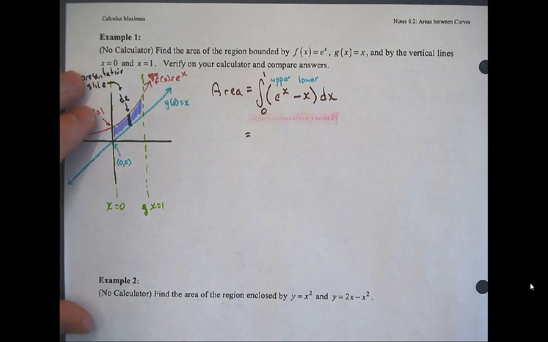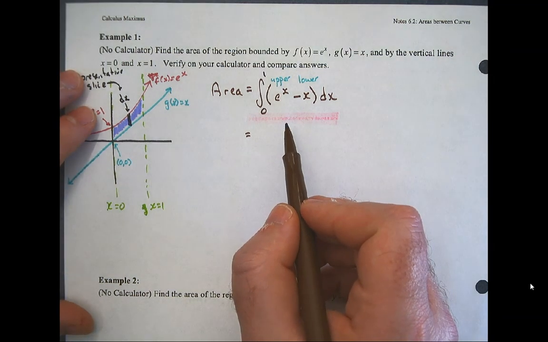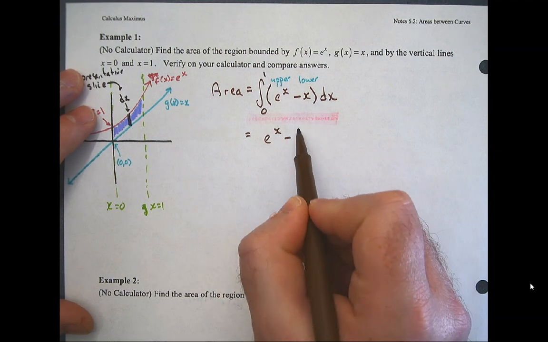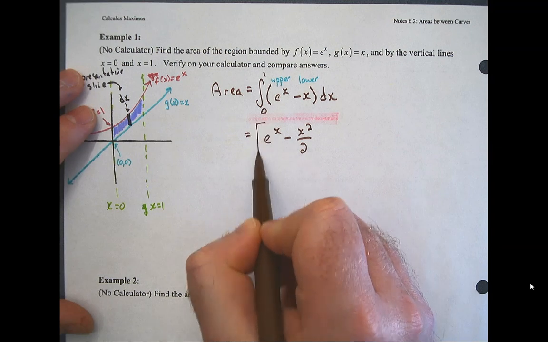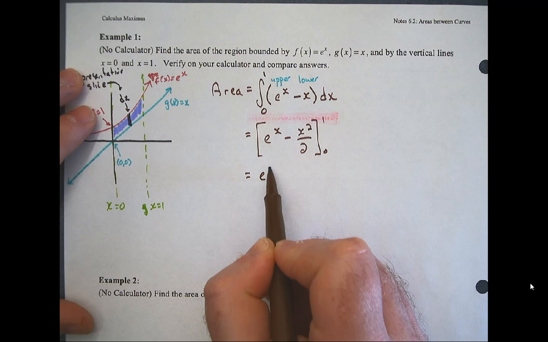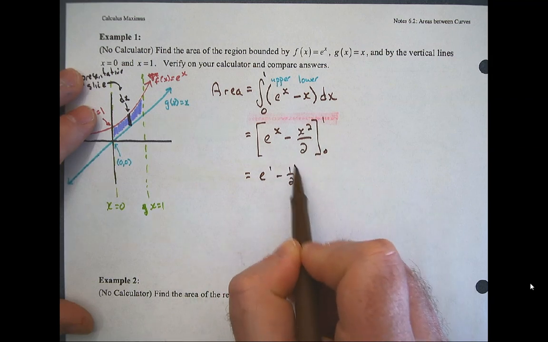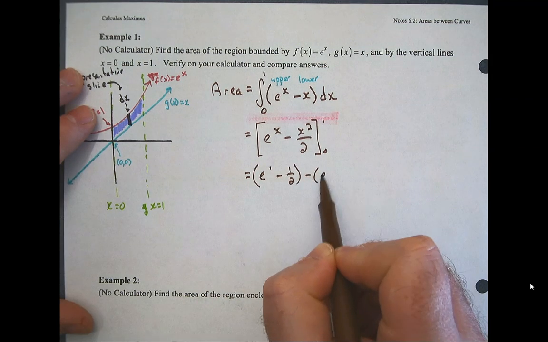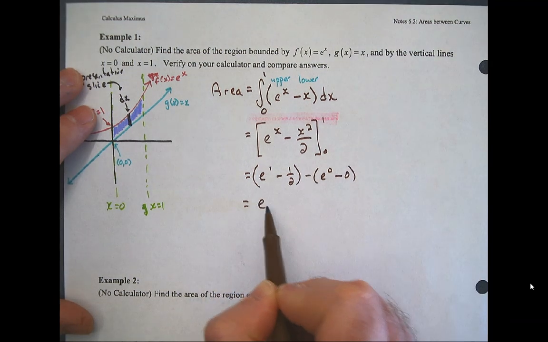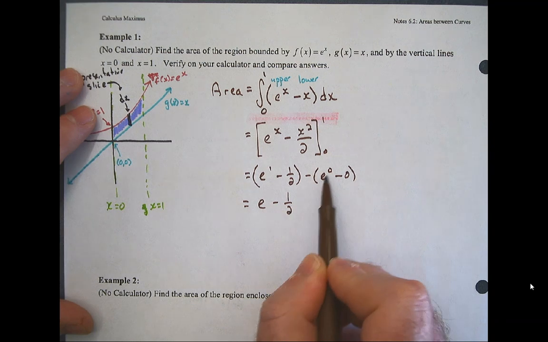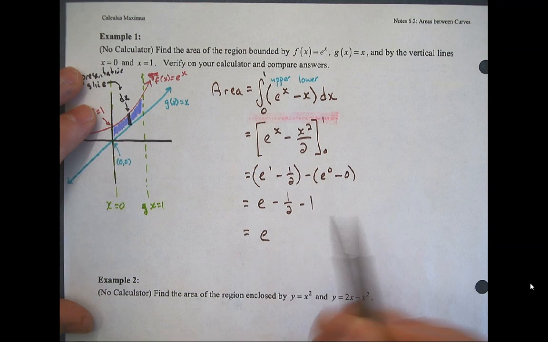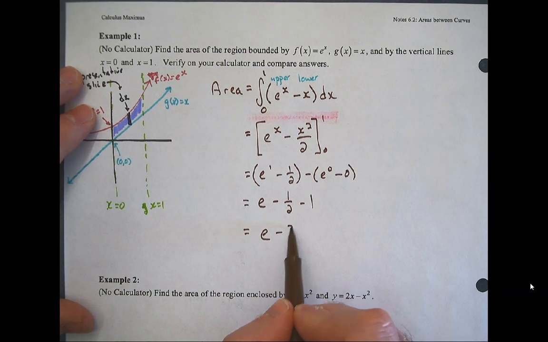Let's see how you did. Integral of e to the x is e to the x. Integral of x is x squared over 2. This is a definite integral, so I need to define it from 0 to 1. I can plug and chug. e to the 1 minus 1 squared over 2, which is 1/2, minus e to the 0 minus 0. So that's e minus 1/2, minus e to the 0, and anything to the 0 is 1. So e minus 1/2 minus 1, you could do 1.5. I'm going to do 3/2.